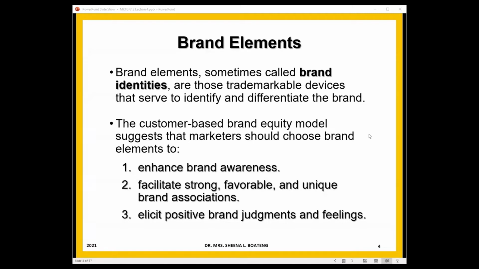So with that understanding, we are saying that the customer-based brand equity model is suggesting that marketers should choose these brand elements to achieve the following: 1, enhance brand awareness; 2, facilitate strong, favorable, and unique brand associations; and then 3, elicit positive brand judgments and feelings. And by the time the firm is able to select the brand elements and achieve all these benefits that the customer-based brand equity model is saying they should, they are able to achieve the ultimate or the apex of the customer-based brand equity model, which Nuruddin graciously told us was brand resonance.